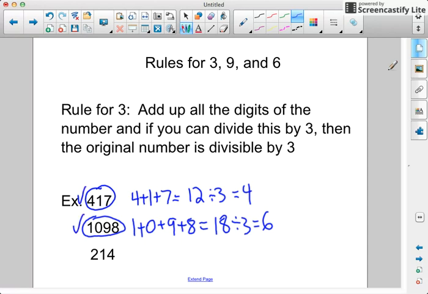Let's look at the number 214. If you look, 2 plus 1 plus 4, you would get 7. You cannot divide 7 by 3 evenly. Okay, you'd get a decimal number or a remainder. So therefore, since you can't divide by 3, you cannot divide 214 by 3 evenly. Okay, so that's the rule for 3.